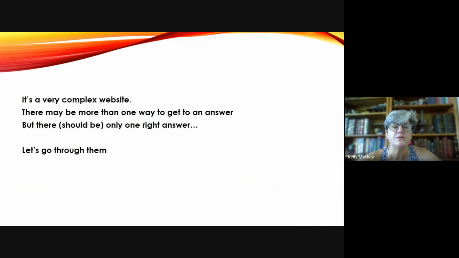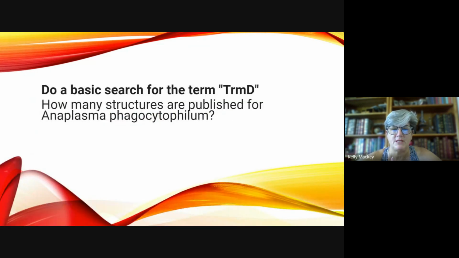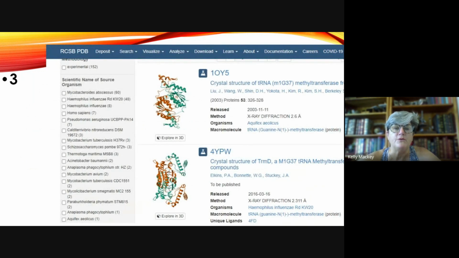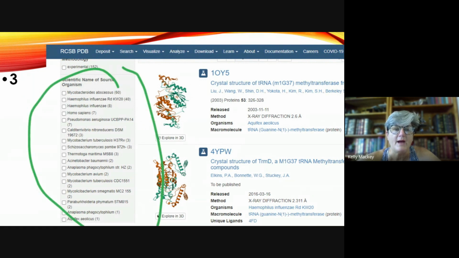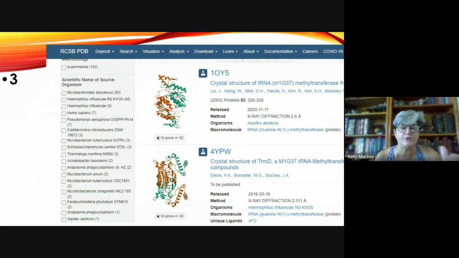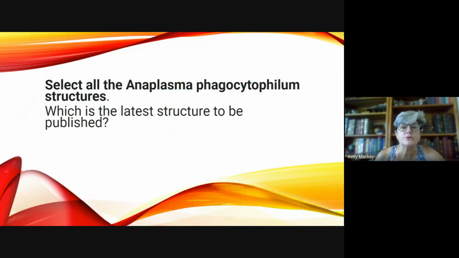The first question was to do a basic search for TRMD, and it asked how many structures were published from this specific bacterium. And the answer is 3. So if you put TRMD in the search bar, over on the side of the site, you have all of these different things. You can scroll down. Here you had this one, which is a certain strain, and then just the plain Anaplasma phagocytophilum. They're there.